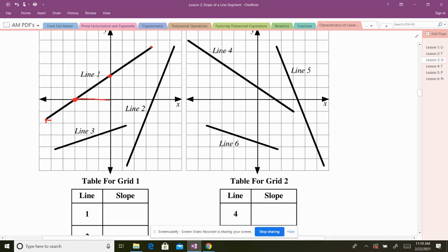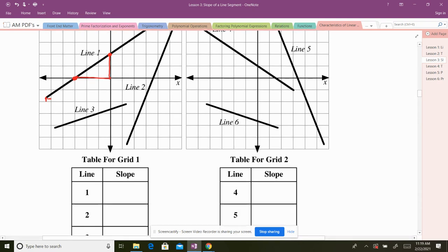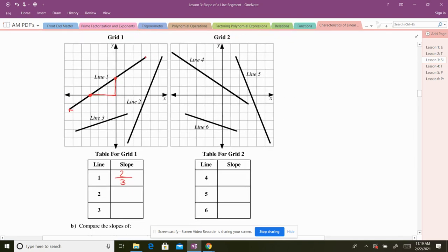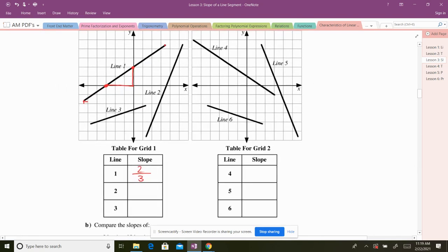Exactly. So now you do your little triangle. What is my run? 3. What's my rise? So the slope is 2/3. Always pick points that go right through the corners of a square to make your triangle. So line 2.